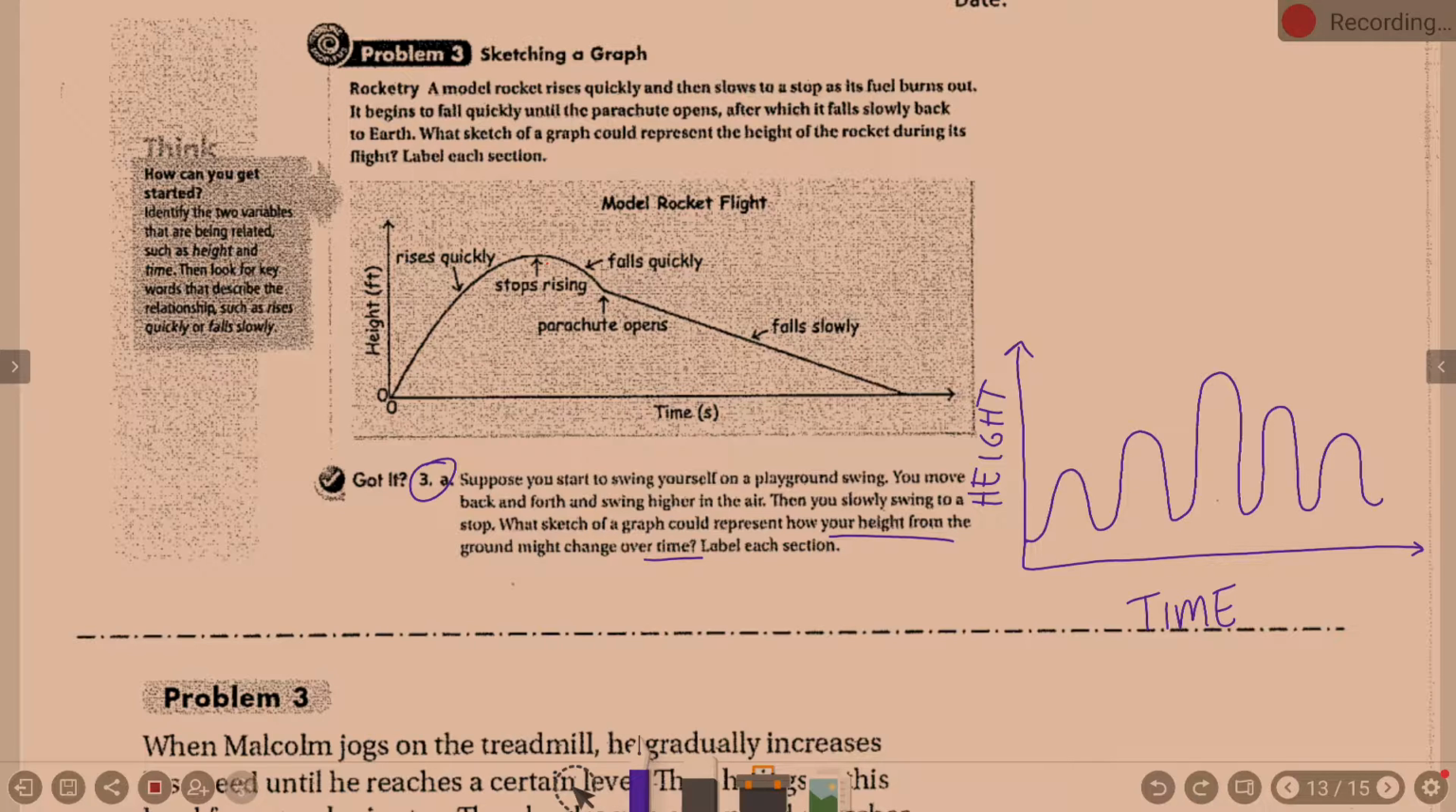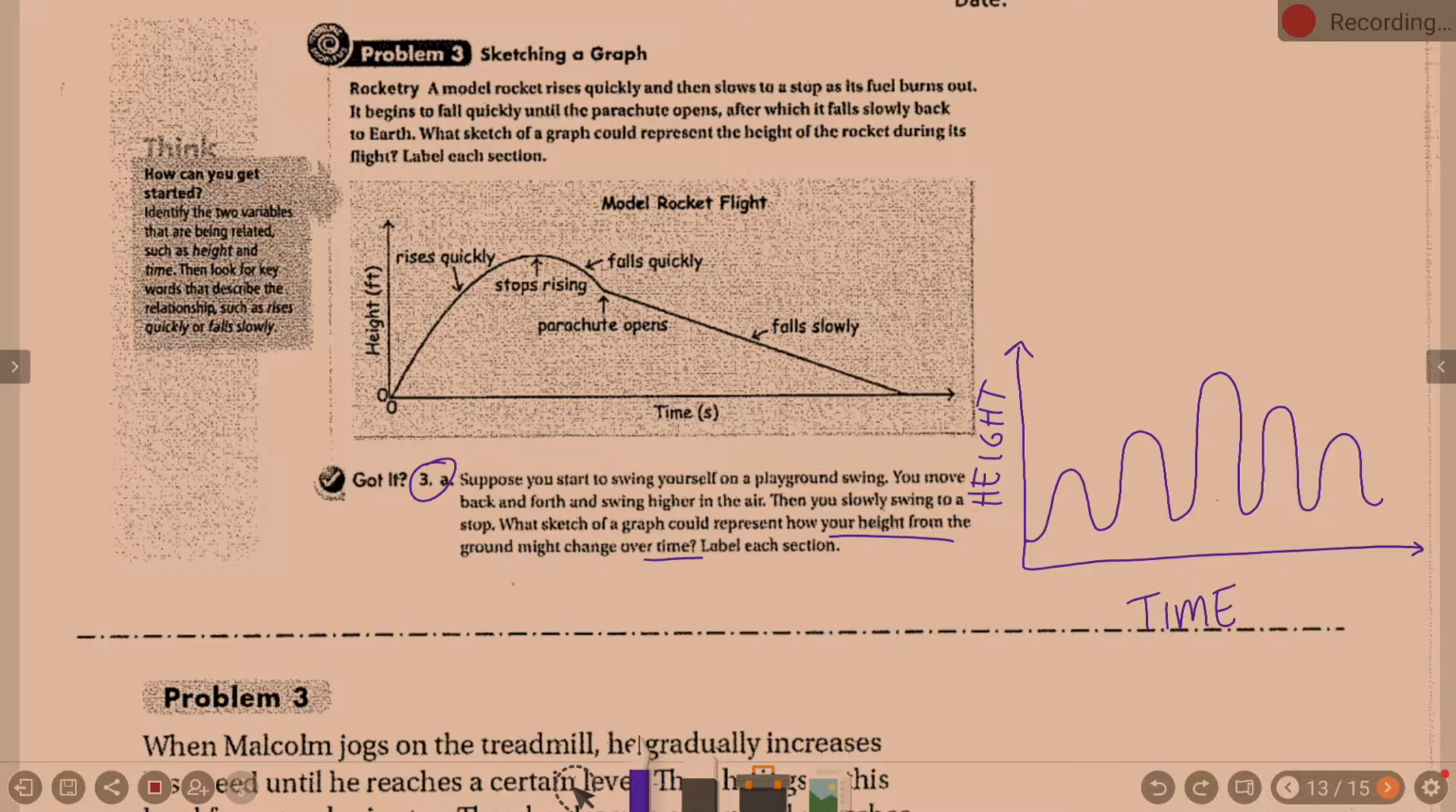Does that graph make sense to you? Yeah, it's like a swing. Okay? Because you're not graphing the swing, you're graphing the height. And notice, I didn't put it quite all the way at the ground, because technically, are you at the ground? No, you're a little above the ground, maybe.